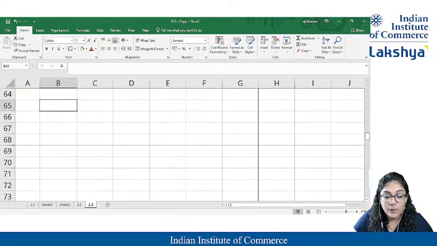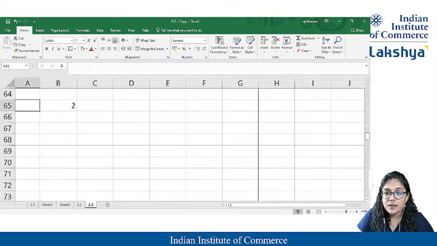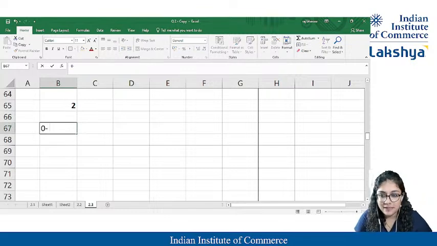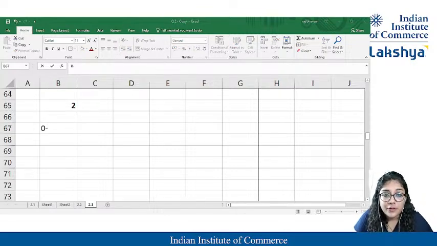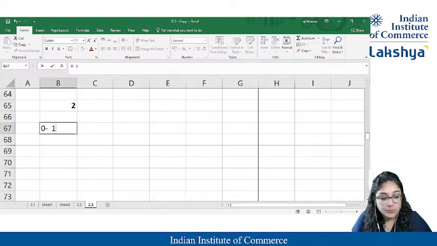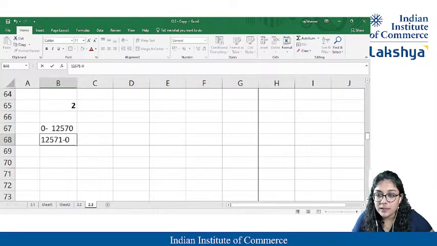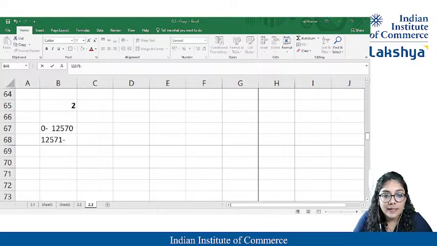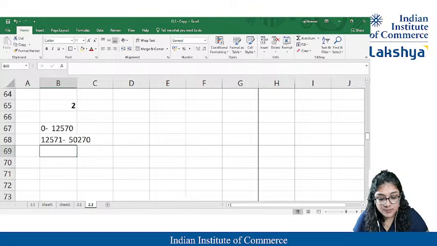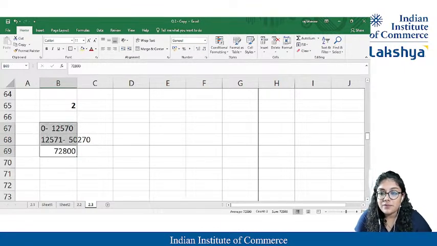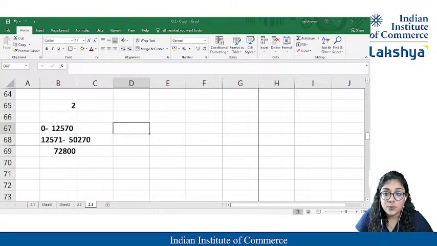So maybe what I can do is make the slabs, which will be available in your exam. But over here I'm just making it fast. It will be 12,570, then 12,571 to 50,270. If it is going beyond that, what is my expected salary? 76,800. If this is the situation, what are the taxes?